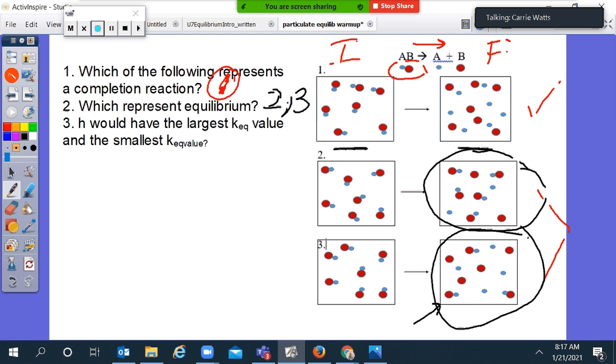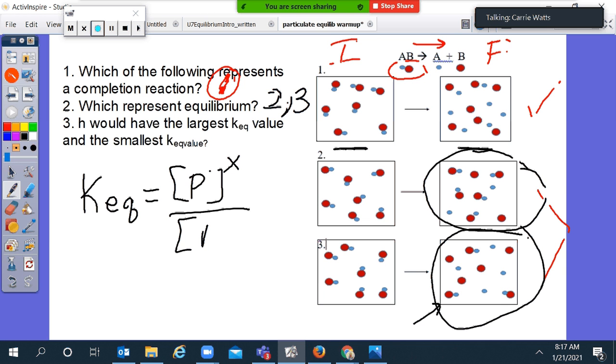For question 3, which would have the largest K equilibrium value? What we learned yesterday, which was a review from honors, hopefully those that weren't here watched the video, is that K equilibrium is going to equal the concentration of the products raised to their coefficient over reactants. It's the generic formula. And remember, you don't ever include solids or liquids in that expression.